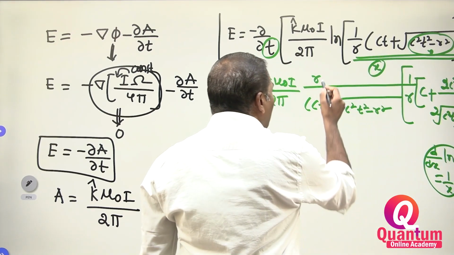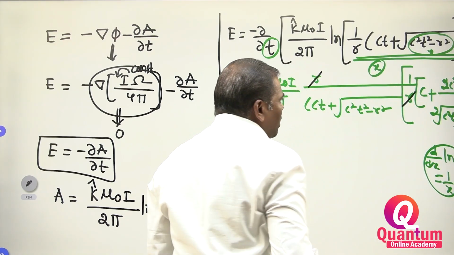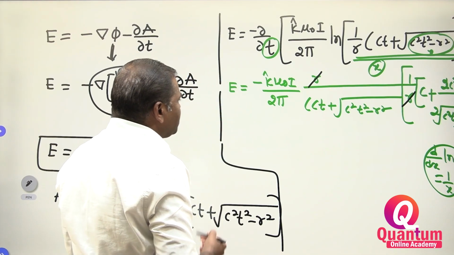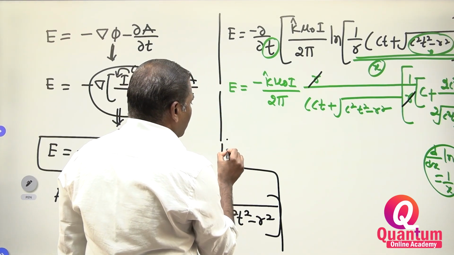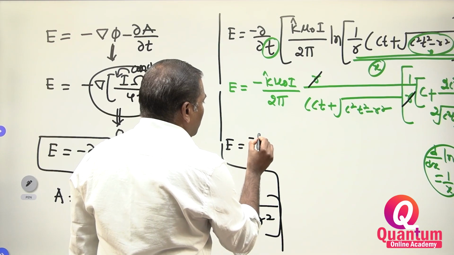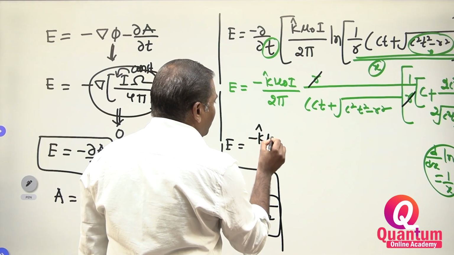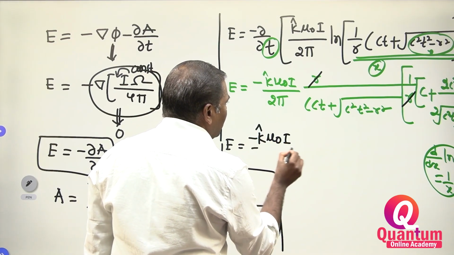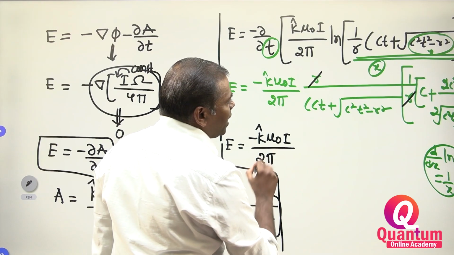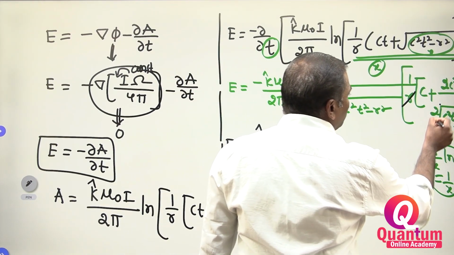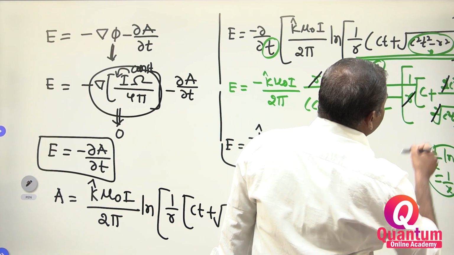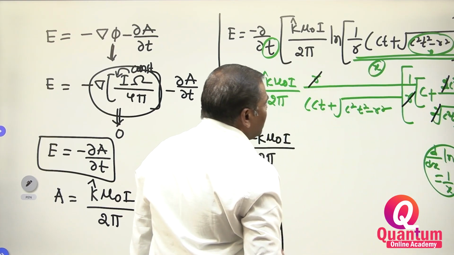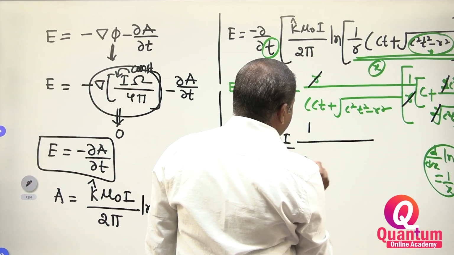You have to get it. R get cancel, R get cancel is there. Now you have to simplify. E is equal to minus k cap into mu naught I by 2 phi. Here 2 and 1 by 2 get cancel. Right. Now you have to take it here.